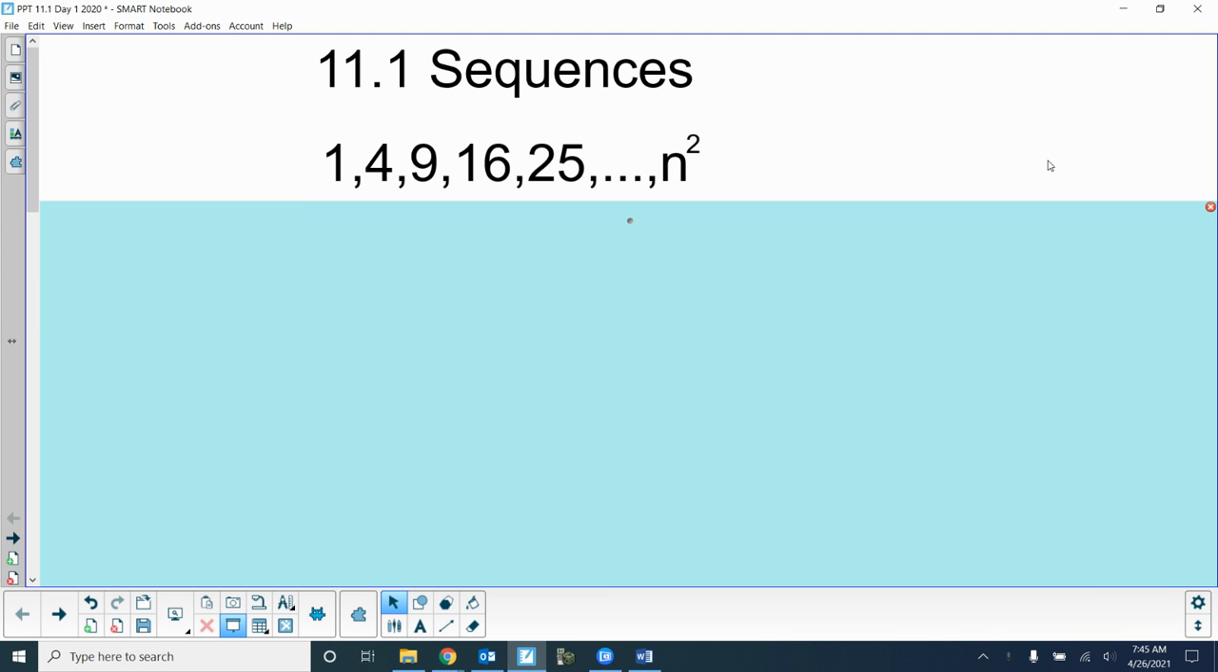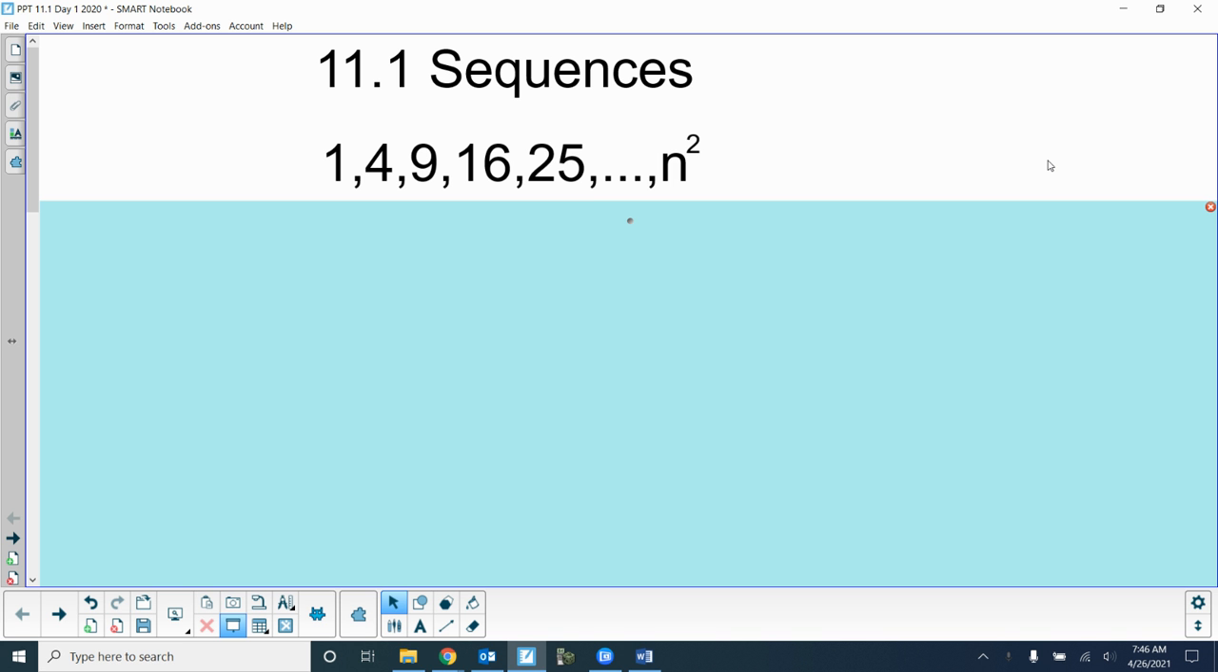So we're going to talk about sequences this week and series. This is something that might be a little bit new. You probably had stuff like this back in maybe some middle school and even some elementary, but it was a little bit easier than this. But it's not too tough. Here's an example of a sequence.